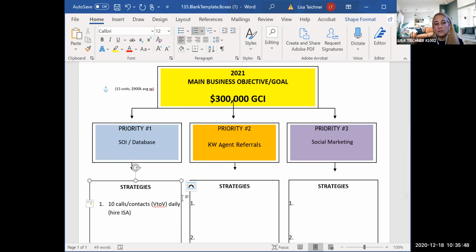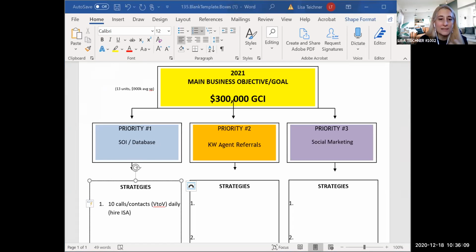Okay, so 10 calls. If it's you, great, then it's you. Or maybe it's 20 calls or contacts, voice to voice, daily, and you have an ISA doing 10. The goal is they're going to talk to 10 people and you're going to talk to 10 people. So basically, the strategy is what you want to accomplish with that, if that makes sense.